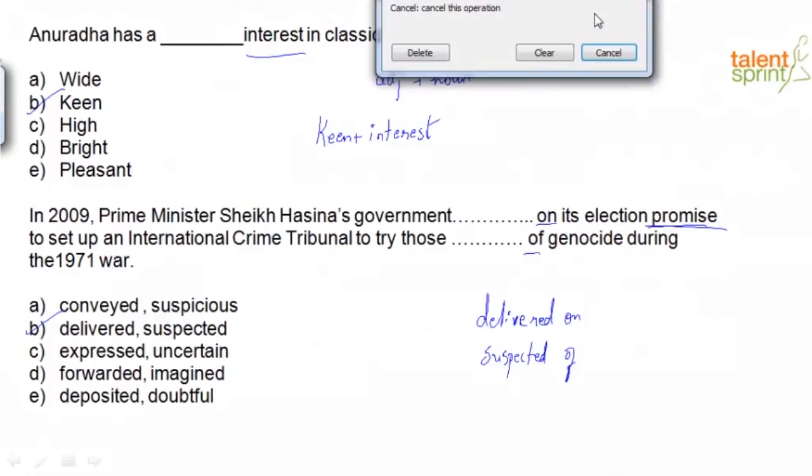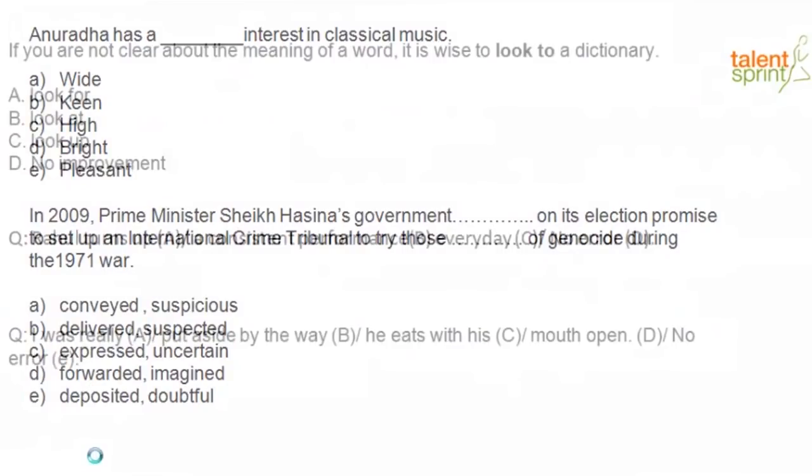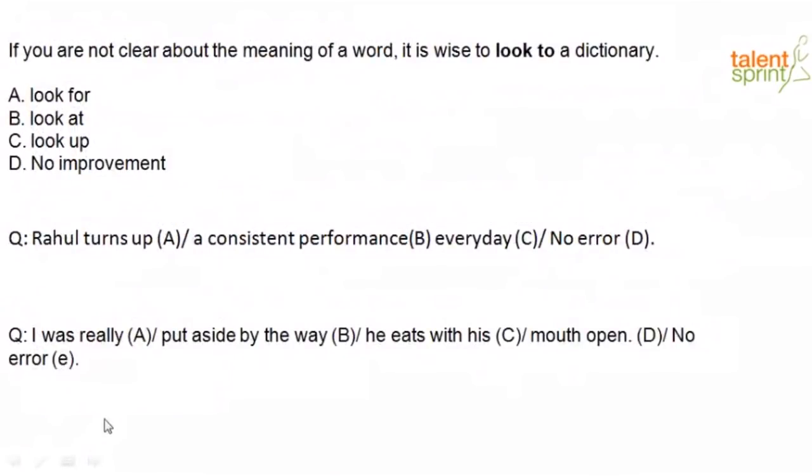Another one that we need to quickly focus on, to be able to recall information, let's see what that is. Let's look at our questions. If you are not clear about the meaning of a word, it is wise to look to a dictionary. The highlighted phrase is look to, and I have options: look for, look at, look up, and then of course no improvement. So when the highlighted phrase, what is it? Can somebody tell me what the concept is? I know look is a verb, obviously, and to is a preposition. So what are these? I'm getting various responses for this one.